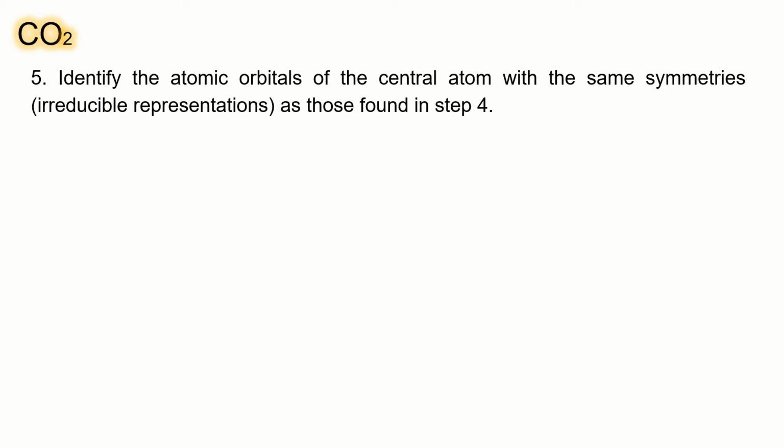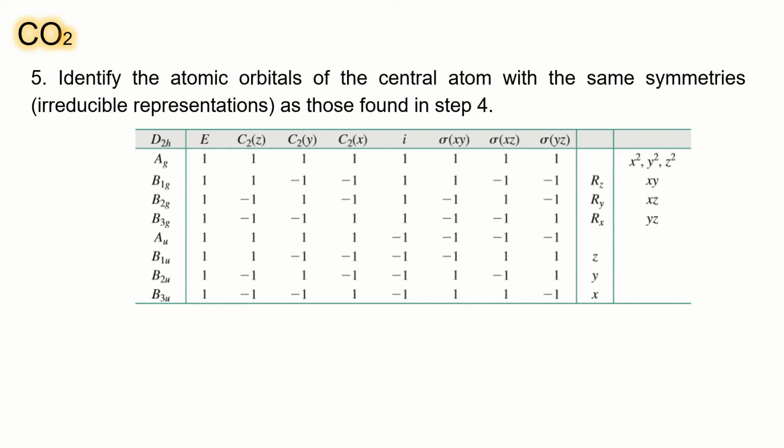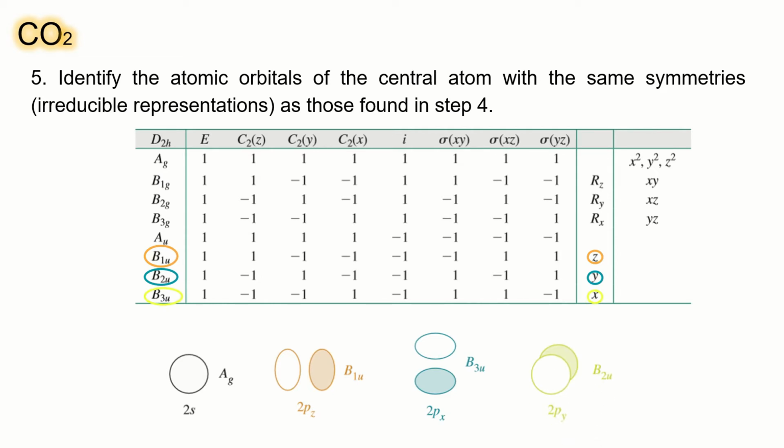The fifth step is to identify the atomic orbitals for the central atom that match the symmetries found in the previous step. The central atom has an s orbital that is always Ag, since it is the most symmetrical symmetry label. The pz orbital will have a B1u symmetry. The px orbital will have a B3u symmetry. The py orbital will have a B2u symmetry.